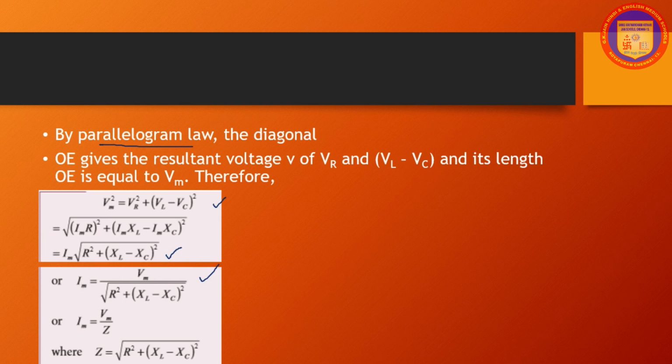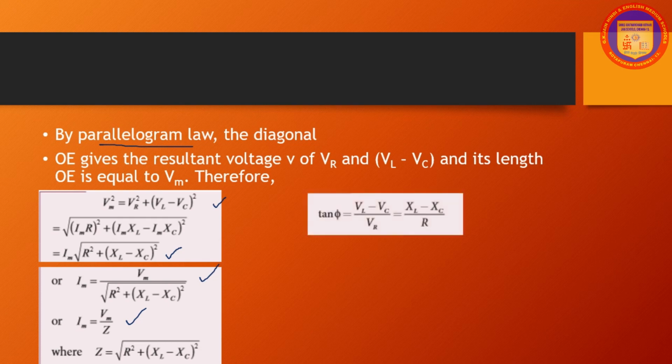It can be written in the form as Im is equal to Vm divided by Z, where Z is equal to square root of R square plus XL minus XC the whole square. Z is called impedance of the circuit with reference to the effective opposition to the circuit current by the series RLC circuit.